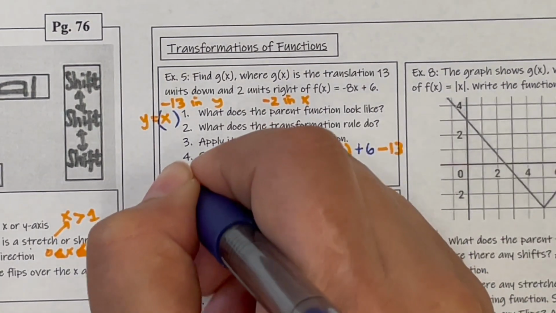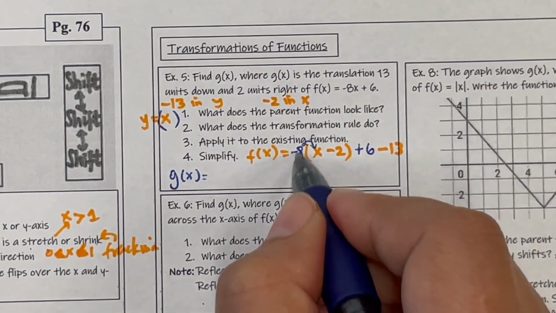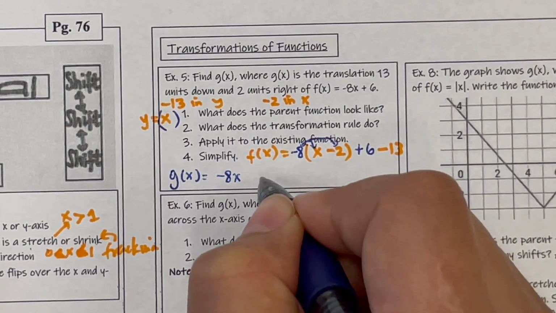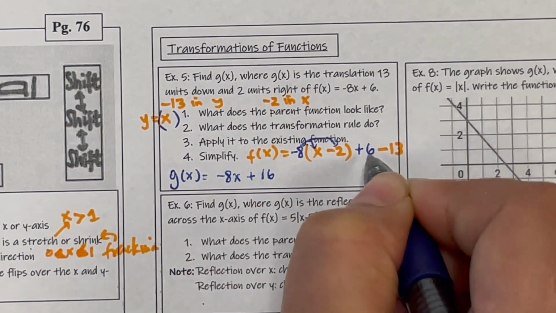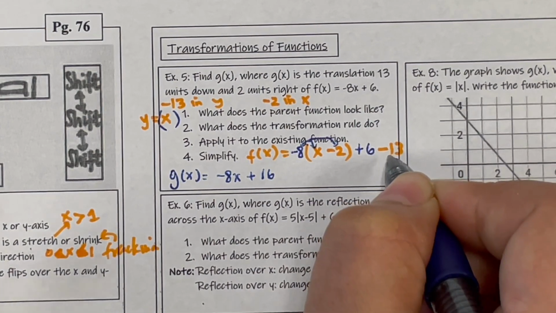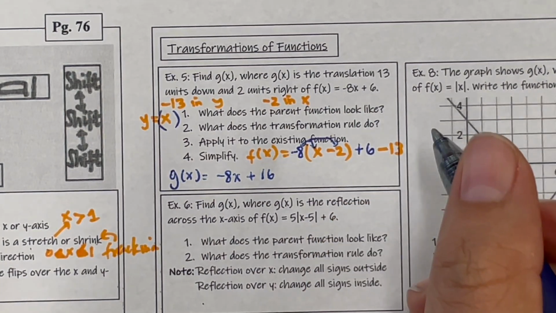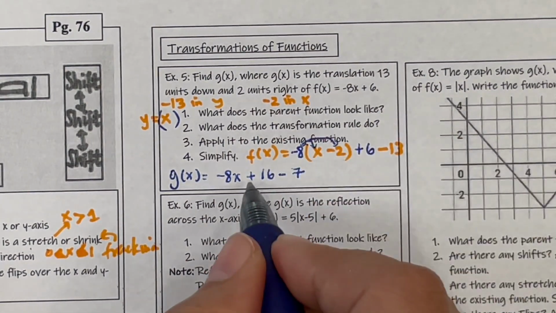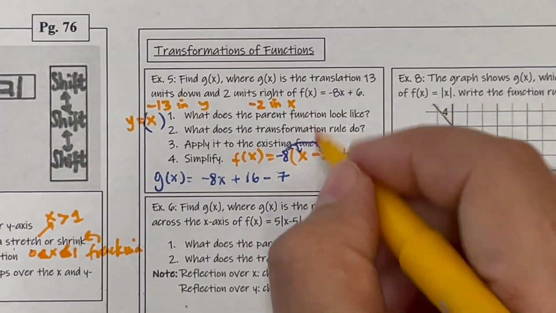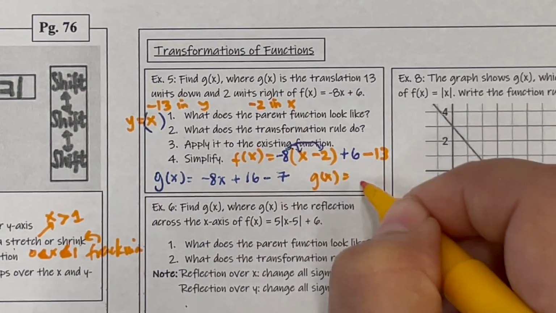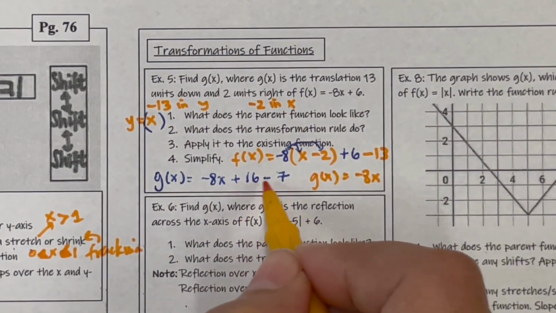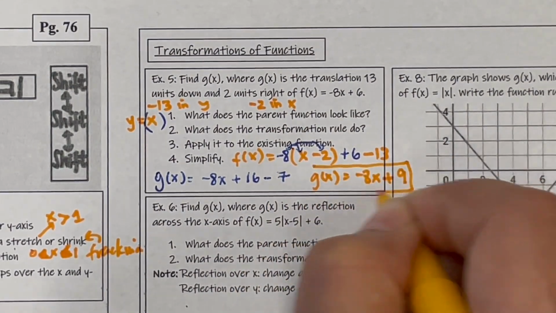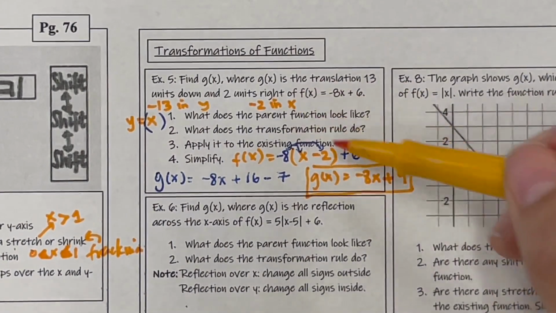So g of x is going to be -8x, and then -8 times -2, which is +16, +6 minus 13. So that's going to be -7. All right, then again, you can combine these like terms right here. So my final answer for g of x is going to be -8x, 16 minus 7, which is 9, so +9. All right, so this is my final function after I've applied these two rules to it.